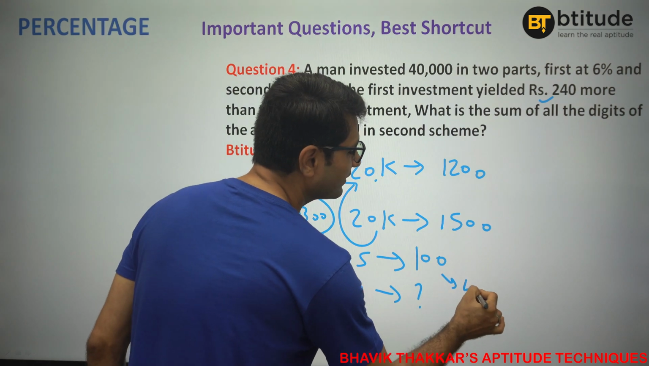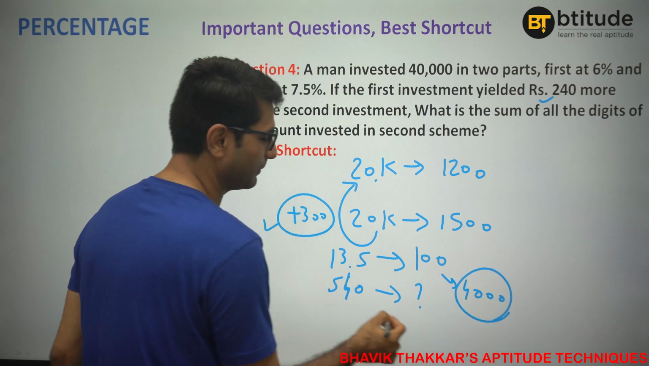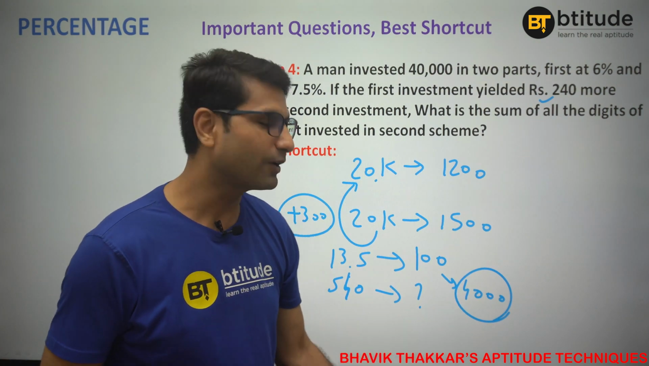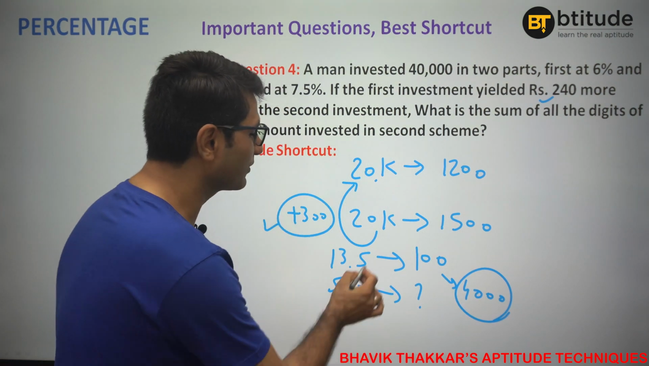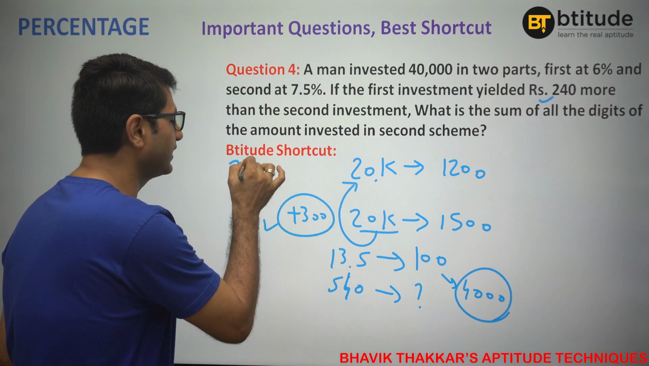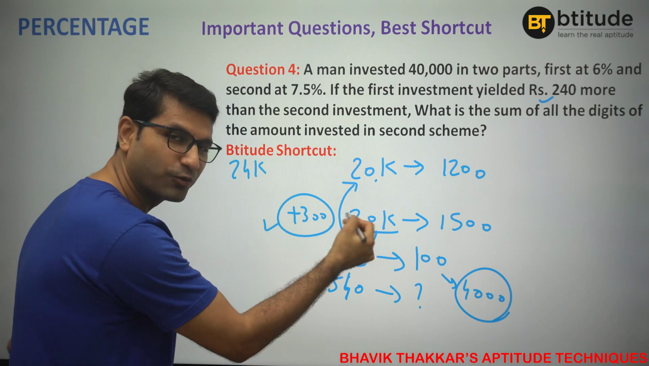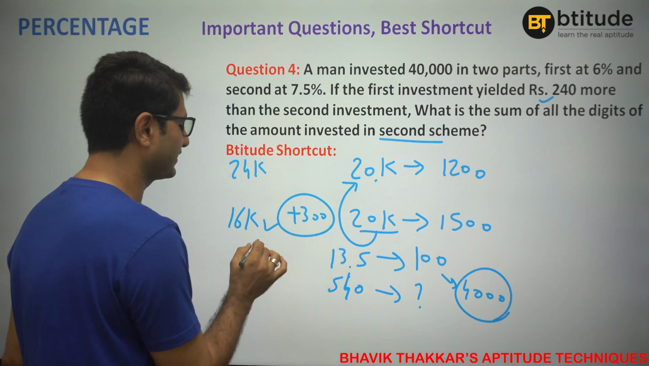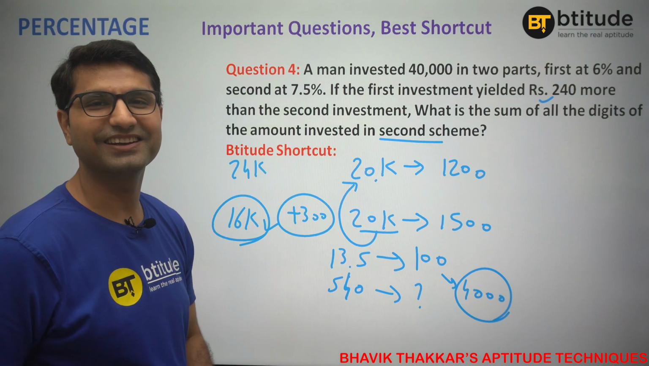Look, you can always cross multiply, but if you are good enough with your calculation, you can easily figure it out. It is 4,000. So that means you have to transfer 4,000 from this to that. That means here 4,000 will be added, 24k, and here 4,000 will be deducted, 16k. So the answer to the question was that in the second scheme, it would have been 16k.